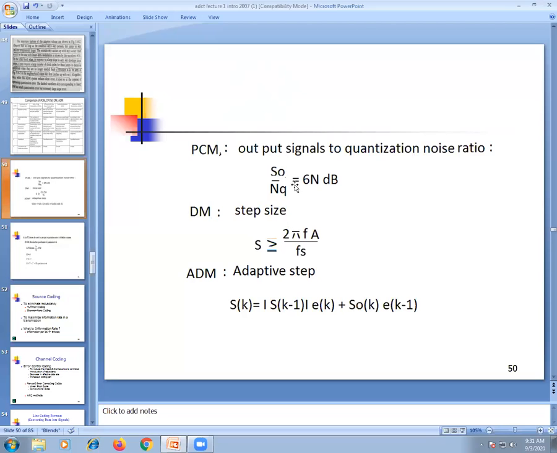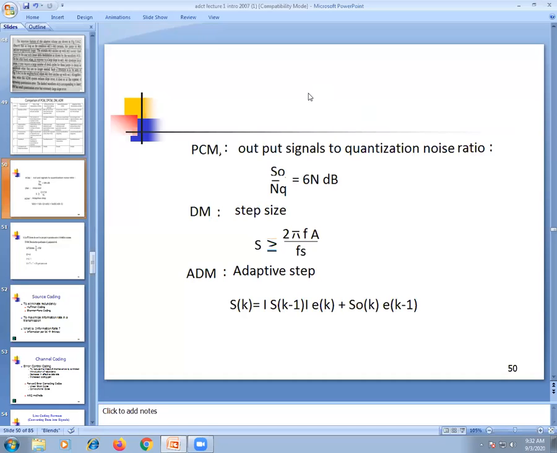S0 by NQ is equal to 6N dB. Please remember this formula, where N is the number of bits used per sample. If N is equal to 8, 6 into 8 is 48 dB. That is, S0 by NQ is equal to 48 dB for N equal to 8. For N equal to 8, what is M? M means the quantization level, 256 levels. At 256 quantization levels, the signal output by quantization noise ratio is 48 dB. What is the allowable signal quality for voice signals? That is 30 dB. 30 dB is the allowable S0 by NQ for PCM voice transmission.